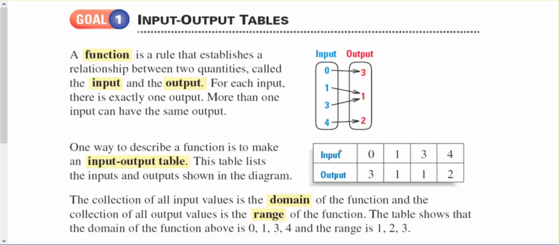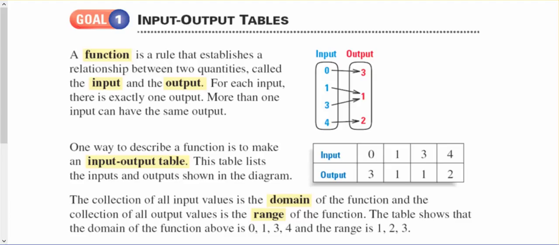So this is an input-output table, and this is our diagram, and this shows us what our inputs and outputs are. The collection of all input values is called the domain of the function, and the collection of all output values is the range of the function. The table shows that the domain of the function above is 0, 1, 3, and 4, and the range is 1, 2, and 3.